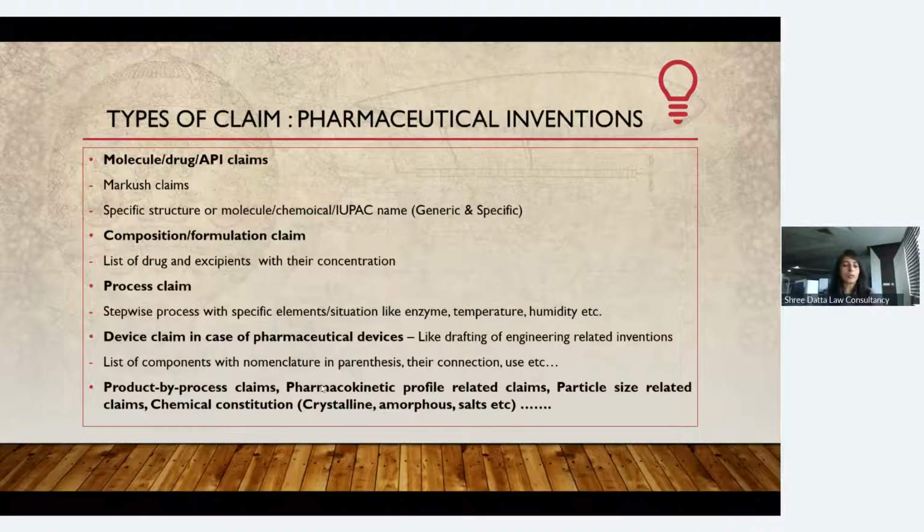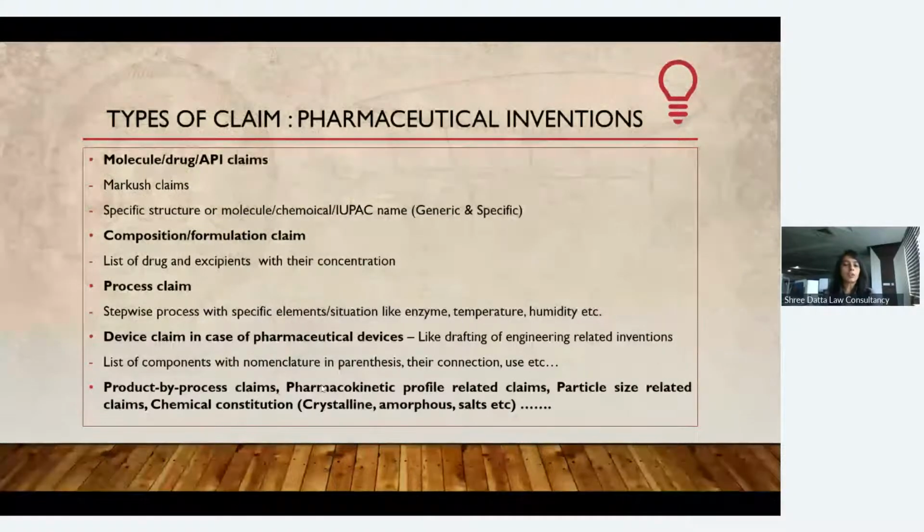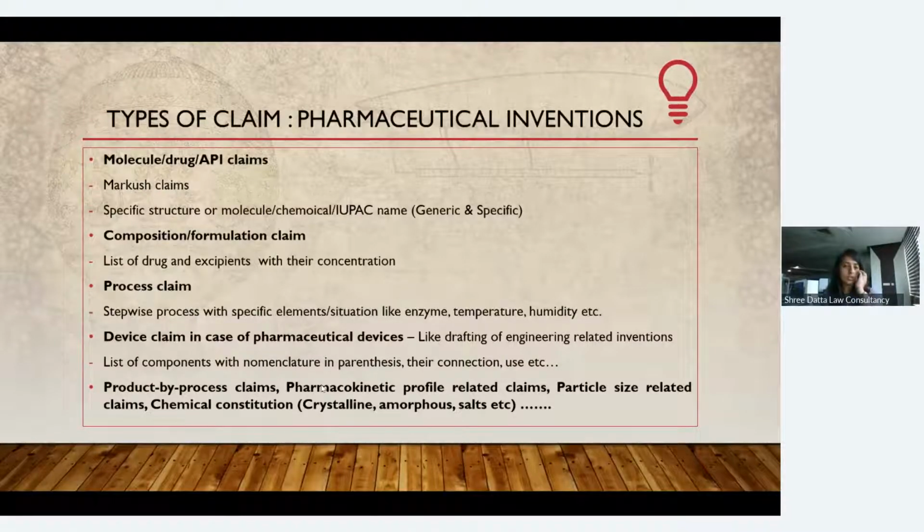And device claims, in case of pharmaceutical devices. Like drafting of an engineering related invention, a list of the components will be there with the nomenclature in parentheses. So when you are writing engineering related claims or device related claims, the nomenclature which you have given in the figure, that also you have to mention in the claim. For example, a particular pen comprising a rubber, then the element which connects the rubber with the pencil. We are taking the example.